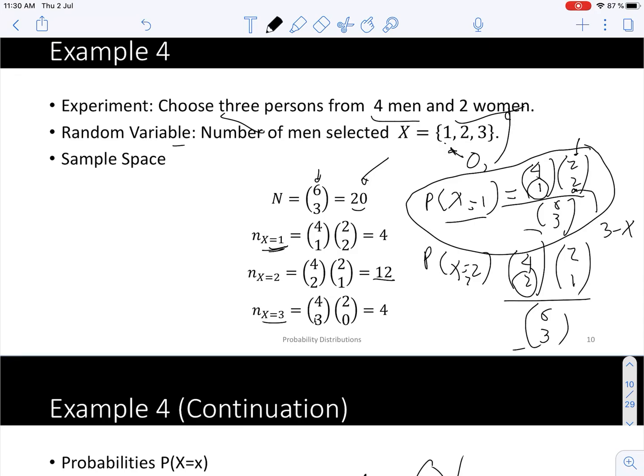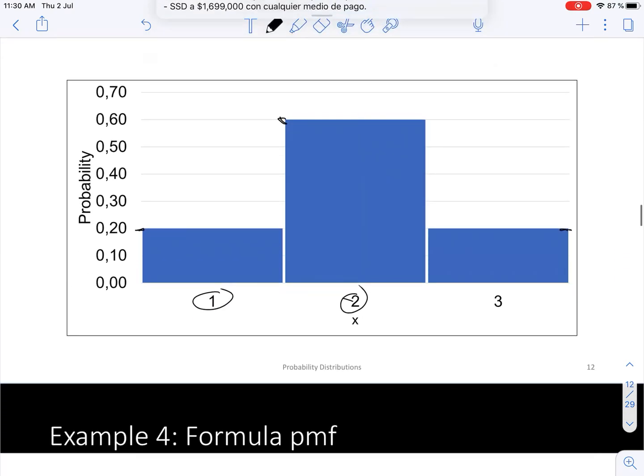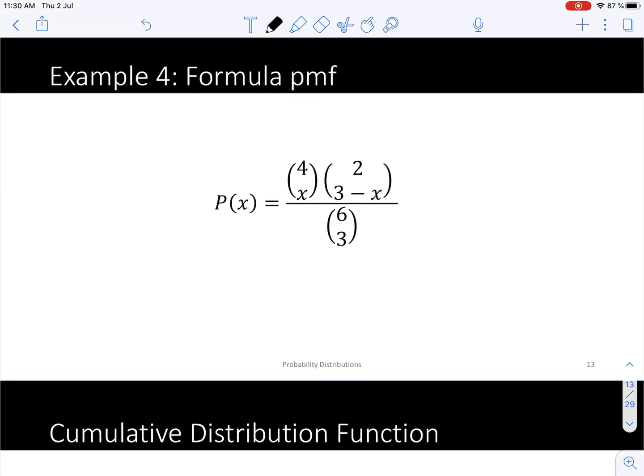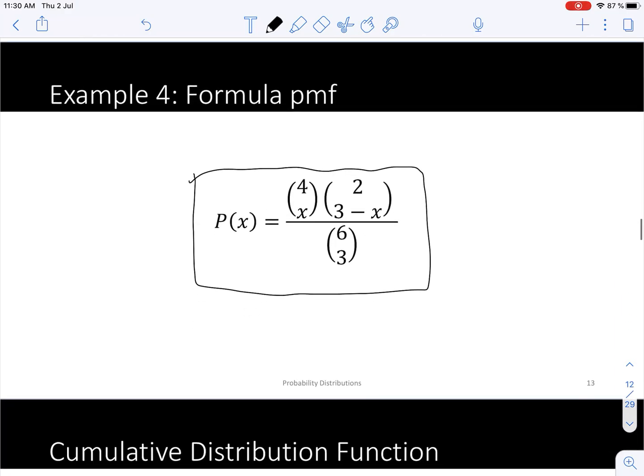When x is equal to 1, this expression is equal to 2, right? And if x is equal to 2, then 3 minus x is equal to 1. And of course, for the last one, when x is equal to 3, 3 minus x is equal to 0. So in that way, we can write down an equation that represents the probability distribution, or the probability mass function. So we're using 3 different alternatives: the table, the plot, and a formula to represent the PMF.